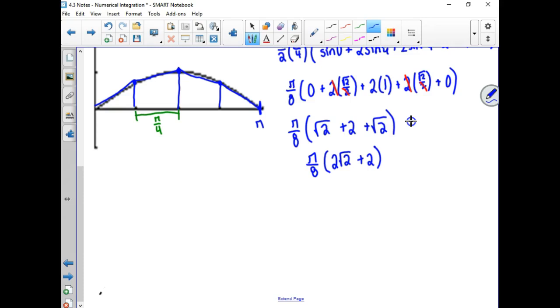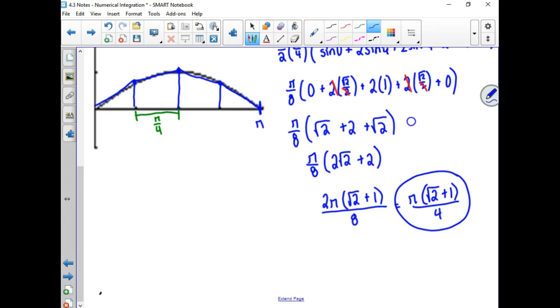They may factor the 2 out there, so you would have 2 pi times square root of 2 plus 1 all over 8, and then that 2 and 8 can reduce, so you would get pi times square root of 2 plus 1 all over 4. So this would be your approximation for that problem. If you type that into your calculator, you're going to get an estimate of about 1.896 for the answer there.